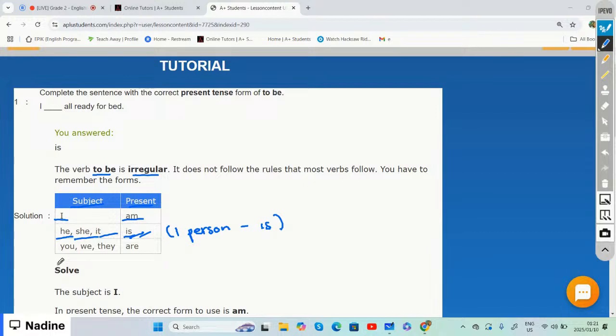And then if we make mention of more than one person in the present tense, then we say you are, we are, they are. This is, let's say, more than one person. So more than one person are, right?